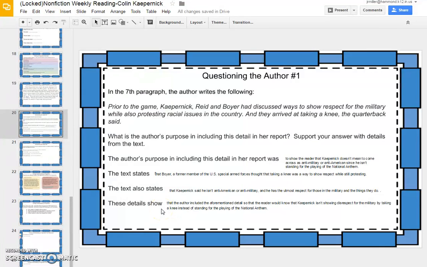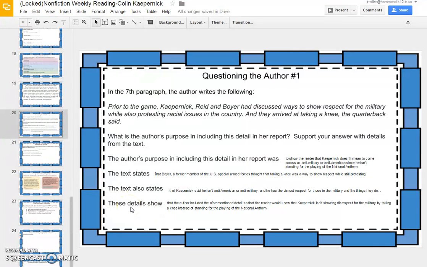Now, something I want to caution you against. I've noticed in the past that when some of you write your concluding sentence, you're not tying it back to the original question, or in this case, the quote that was used. Make sure that you're doing that so that your final sentence makes sense.